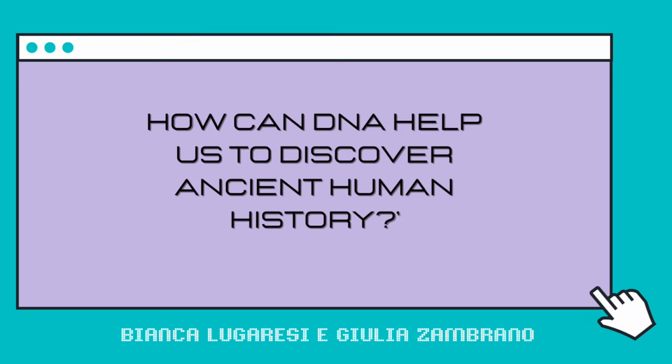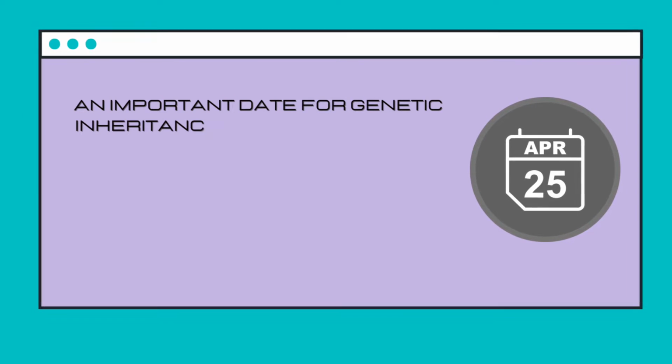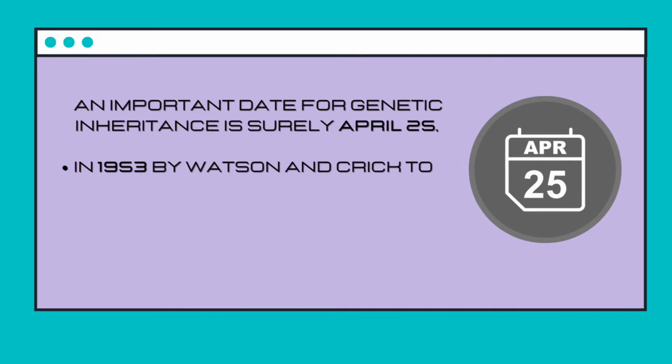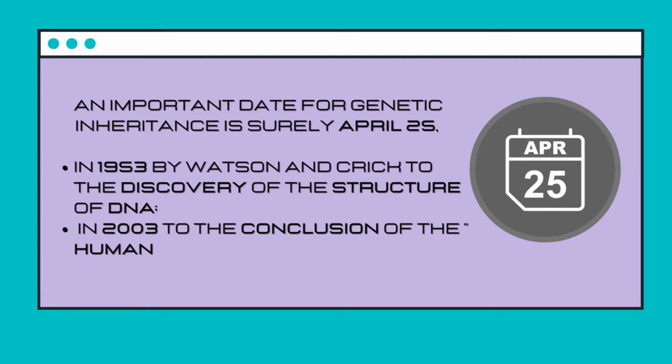How can DNA help us over ancient human history? An important date for genetic inheritance is surely April 25, which led in 1953 by Watson and Crick to the discovery of the structure of DNA and in 2003 to the conclusion of the Human Genome Project.